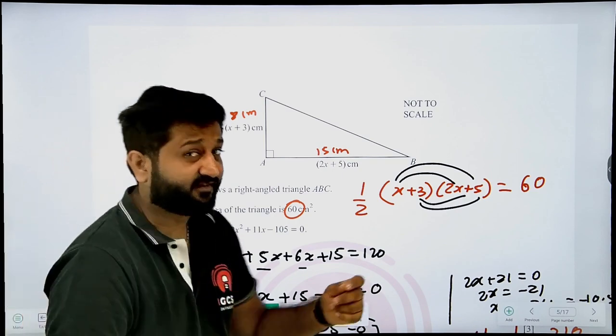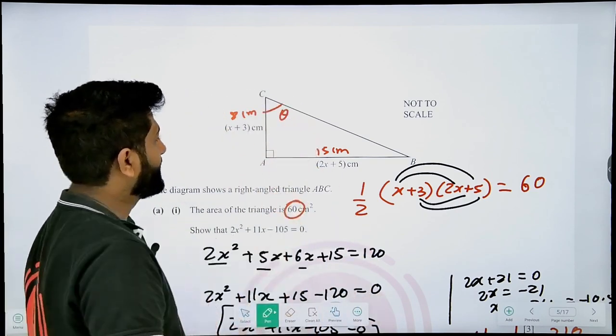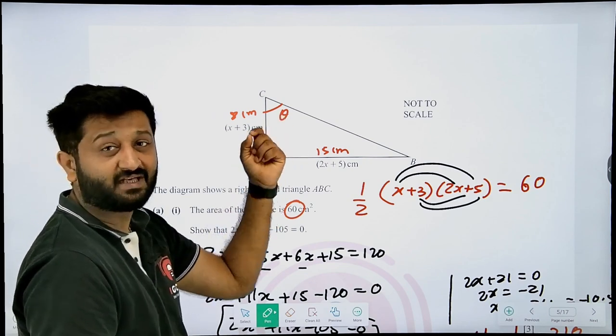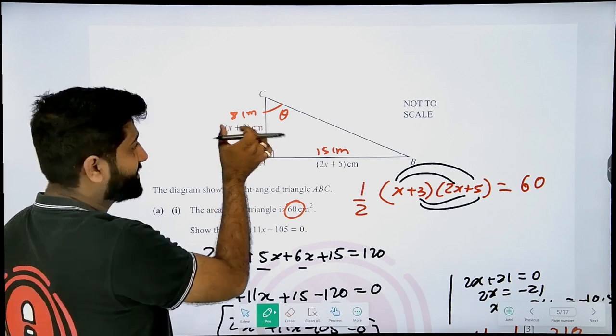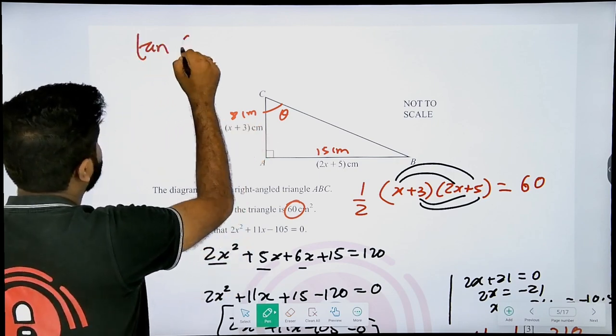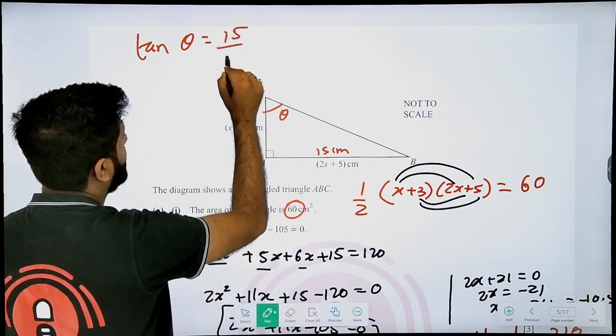Now I have to find tan of angle ACB. This is my angle ACB. So tan theta is opposite over adjacent. So tan of ACB is going to be opposite, that is 15 over 8.